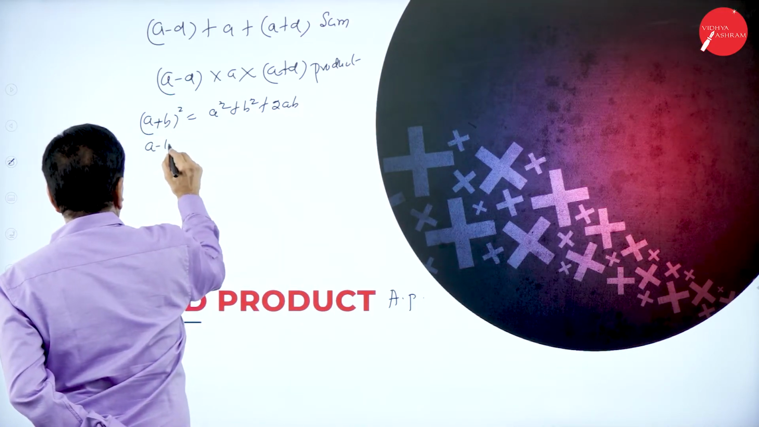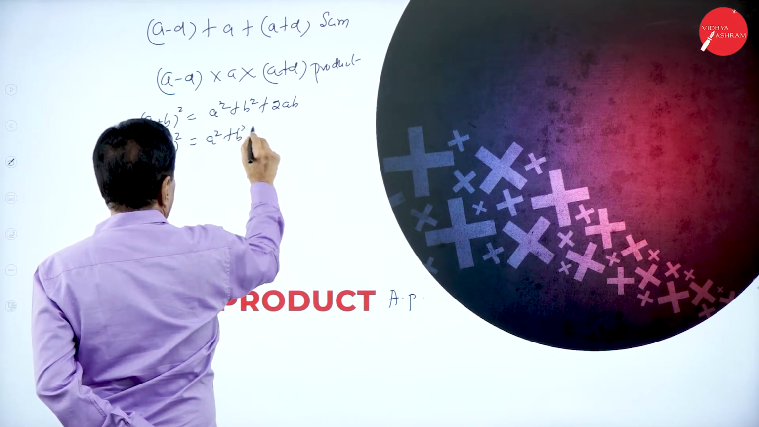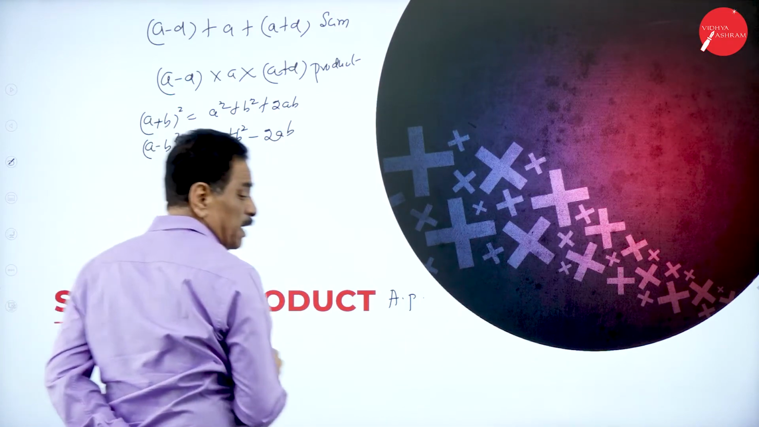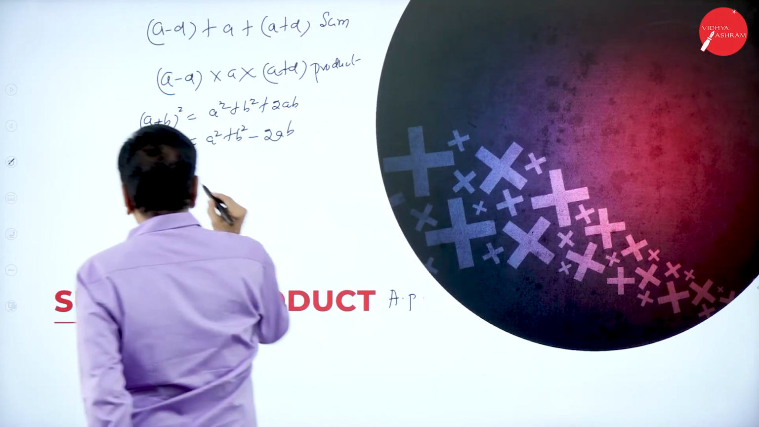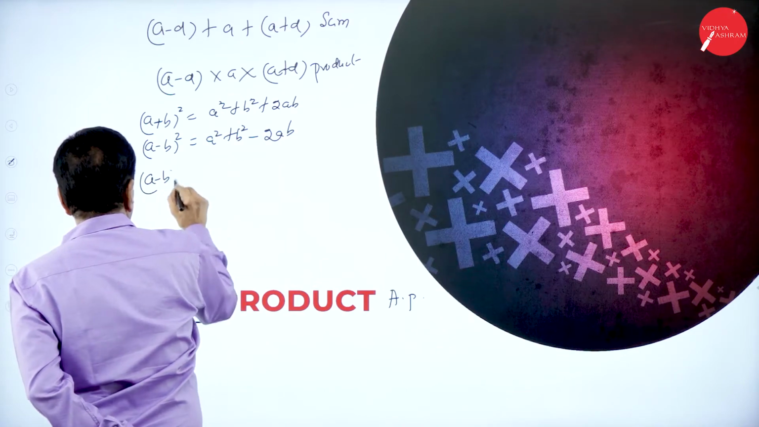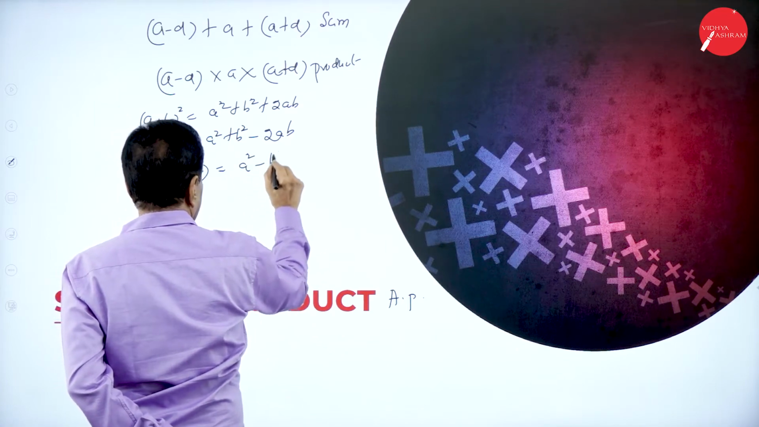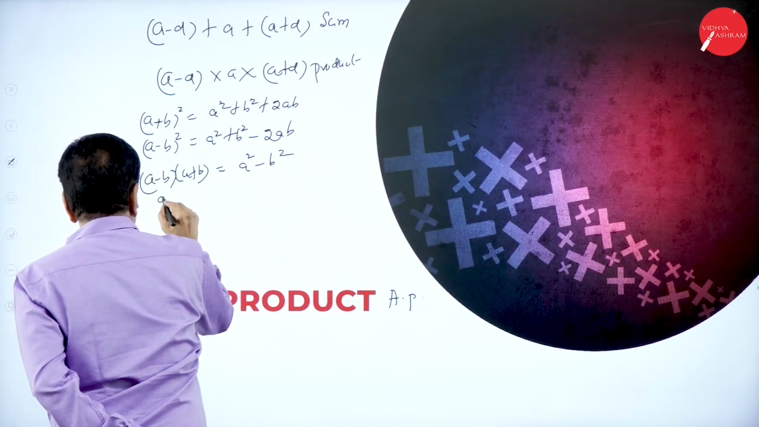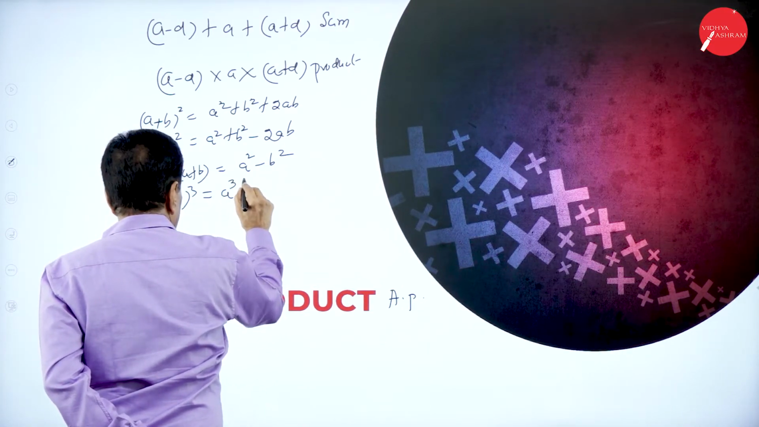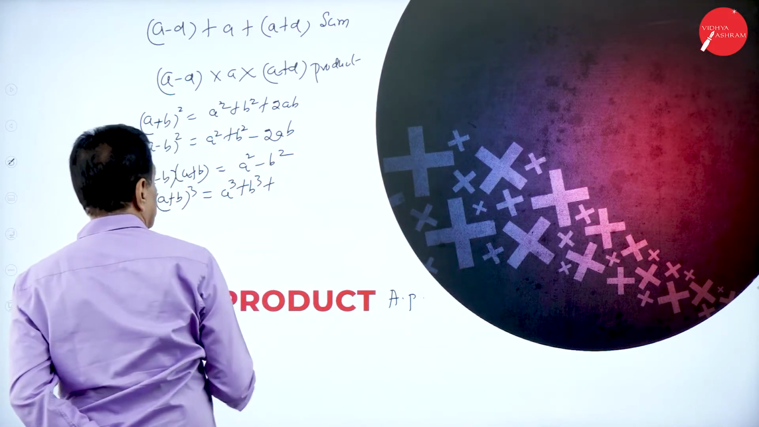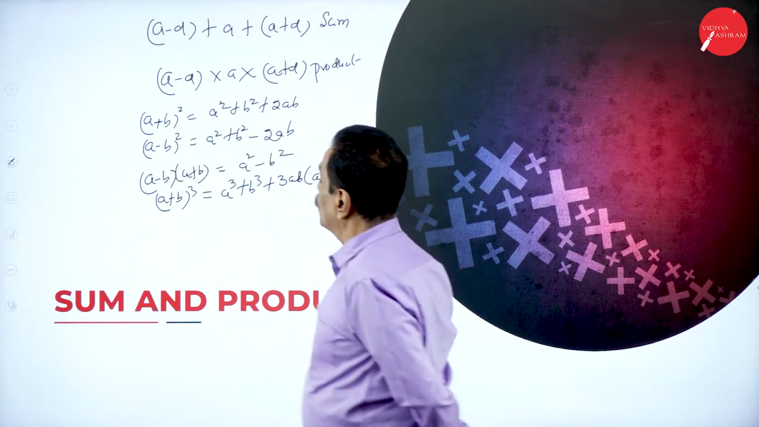A minus B whole square is equal to A square plus B square minus 2AB. What is A plus B whole square? You remember in high school, A square plus B square plus 2AB. Then, A minus B into A plus B is equal to A square minus B square. Then, A plus B whole cube is equal to A cube plus B cube plus 3AB into A plus B. This you have to remember.